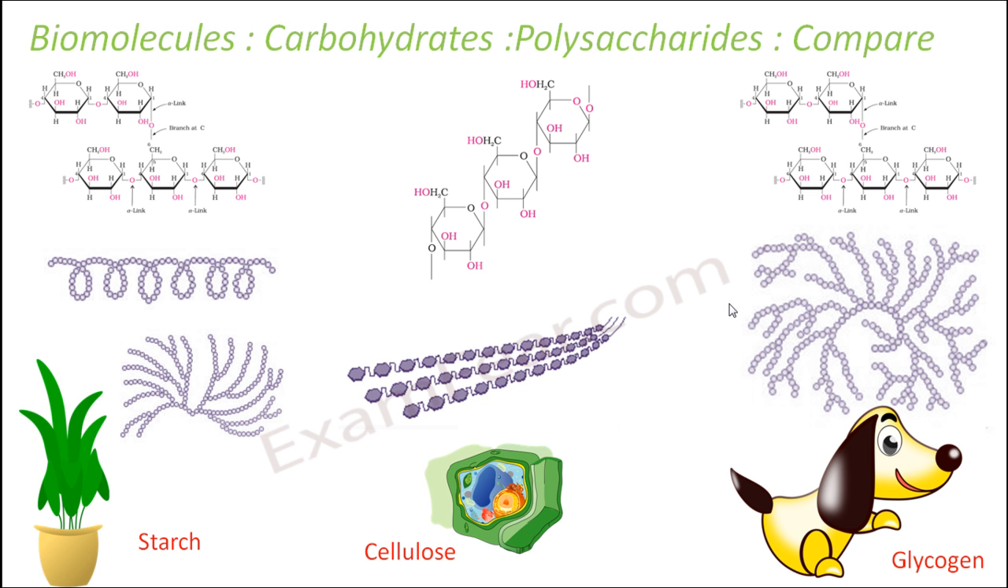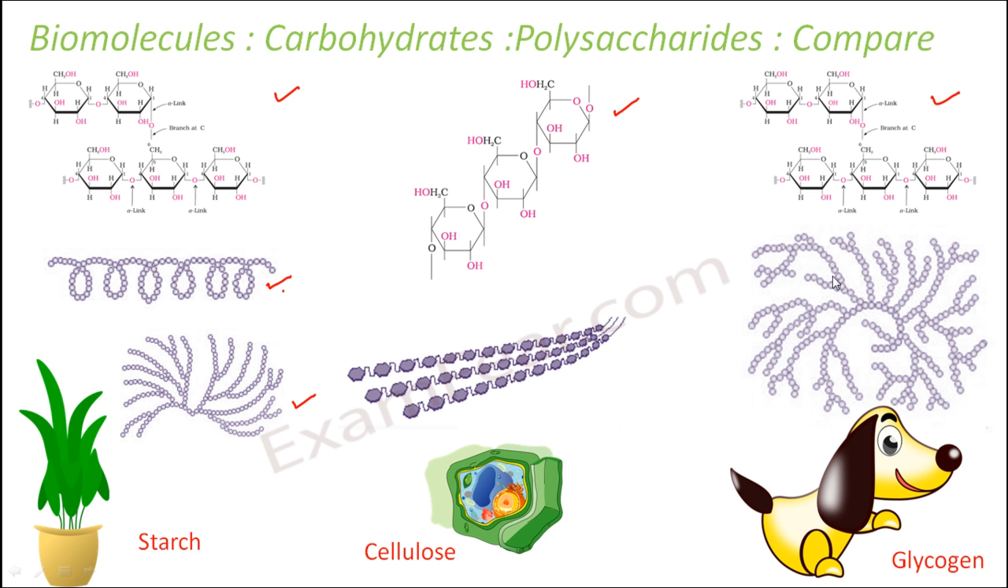So let us have a quick comparison of the three polysaccharides which we discussed just now: starch, cellulose and glycogen. If you look at all of their structure, there is one similarity, that all of them are made up of multiple glucose units. But starch is available in two forms, amylose and amylopectin. One form is a straight chain where you only have C1C4 linkages, the other form is branched. Whereas cellulose is only a straight chain similar to amylose, and glycogen is similar to amylopectin with branched chains, that is C1C4 linkages as well as C1C6 linkages.